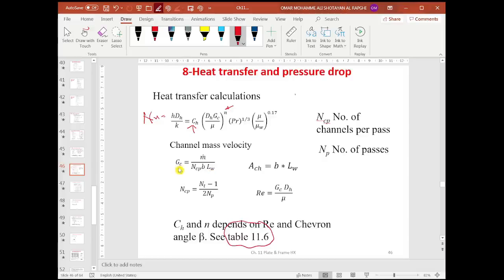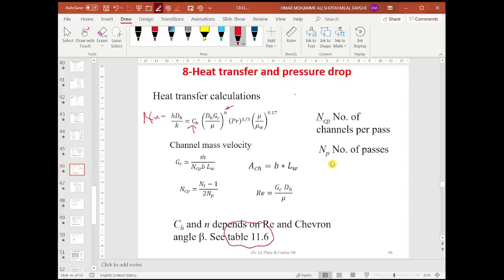The Reynolds number can be defined by the mass flux GC for the channel flow multiplied by the hydraulic diameter divided by the viscosity. GC can be found by dividing the mass flow rate by the flow area, which is b times LW, divided also by NCP, where NCP is the number of channels per pass. It is found using this relation, which says that NCP equals NT minus 1 divided by 2 NP, where NP is the number of passes.